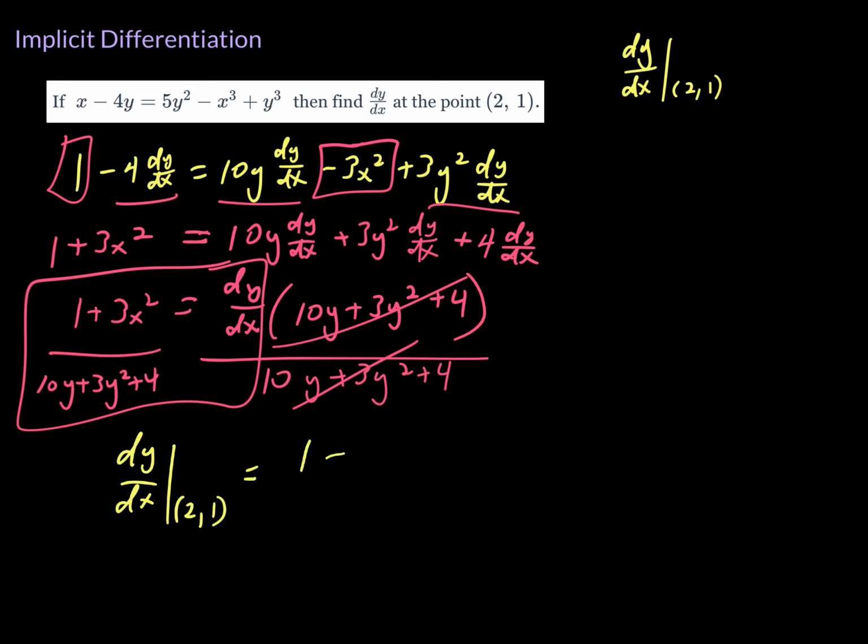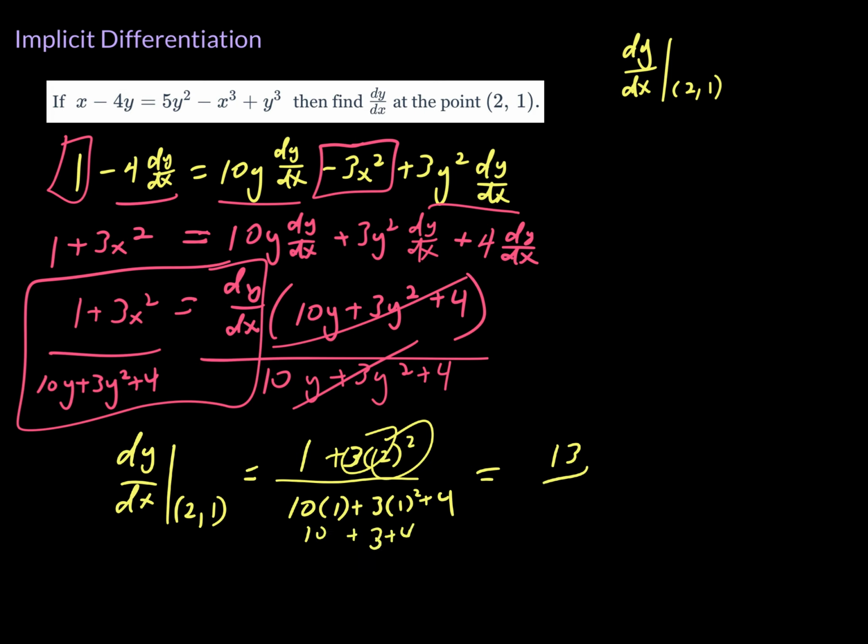So you have 1 plus 3x squared in the numerator. Well, the x value is 2. And in the denominator, we have this. The y value is 1. We have 10 times 1 plus 3 times 1 squared plus 4. And that's going to give us, what is that? Remember, exponents first. 3 times 4, that's 12. 12 plus 1 is 13. And this is 10 plus 3 plus 4, so that's 17. We have a slope of 13/17.